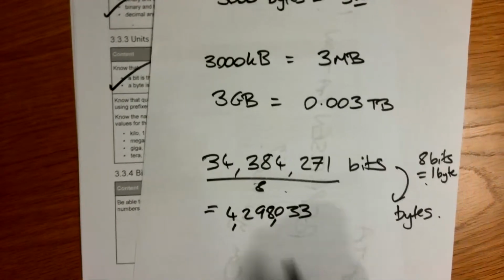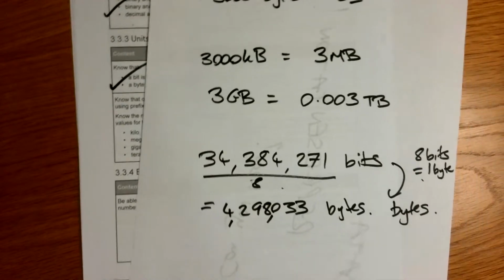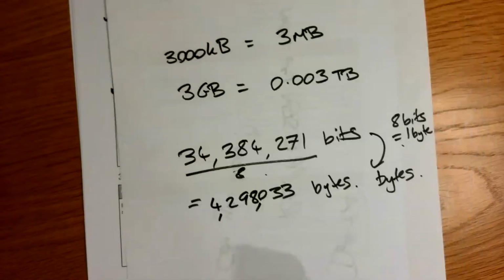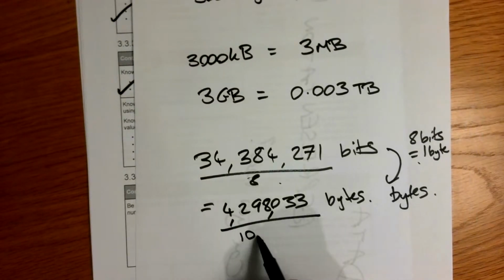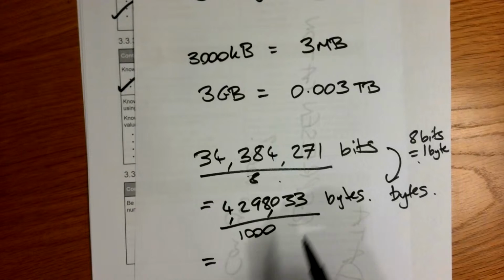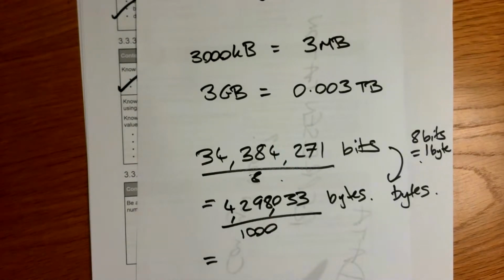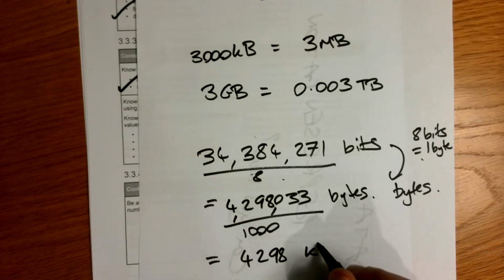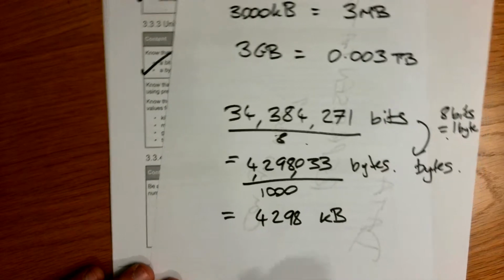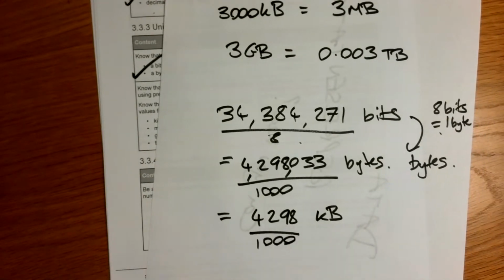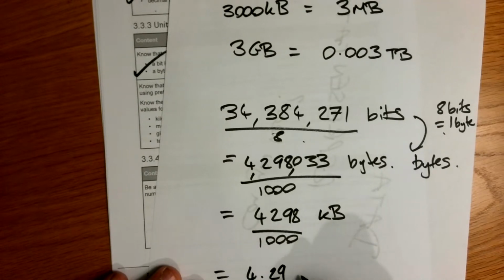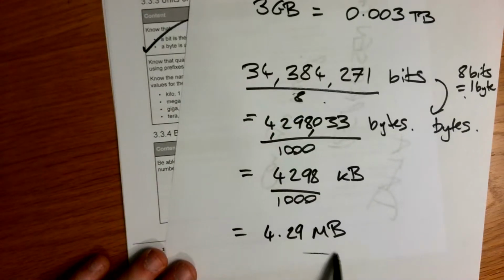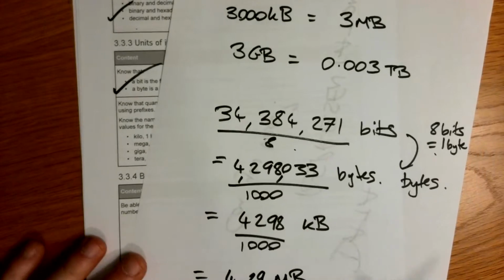So we've now got 4 million bytes. Again, that is way too big to work with. We wouldn't refer to a file size as 4 million bytes. So we want to divide it down. We divide it by 1,000, so we get rid of the ones off the end, and we have 4,298, we'll round up, kilobytes. Again, that's too big because we can get it down even smaller. If we divide that by 1,000, we end up with 4.29 megabytes. That is a more manageable size that we can work with. So that's how you work from bytes into kilobytes and megabytes and move them around.